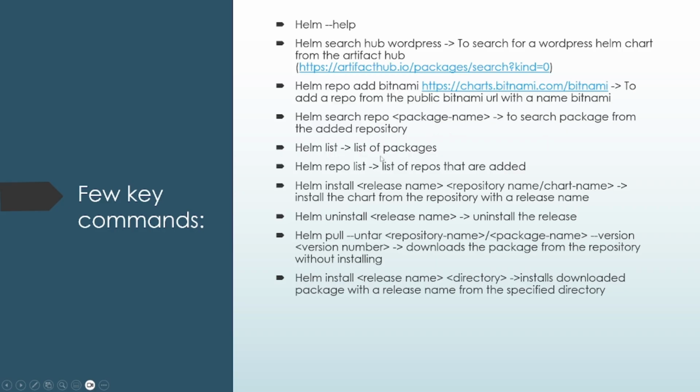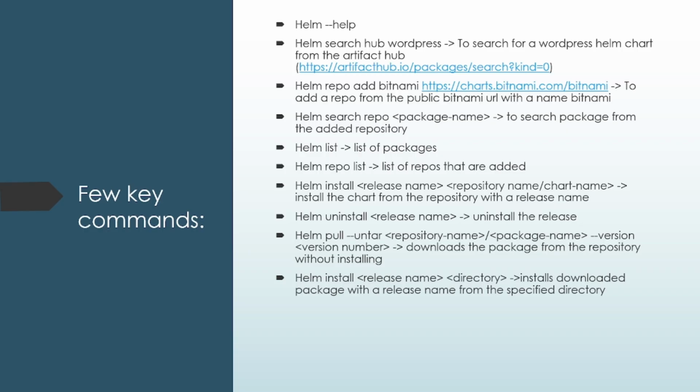Next, helm list, the list of packages. That is the list of applications I mean. helm repo list. This shows the list of repos that are added in Helm. helm install release-name repository-name/chart-name. Installs the chart from the repository with a release name. You have to give a release name for your chart while installing.